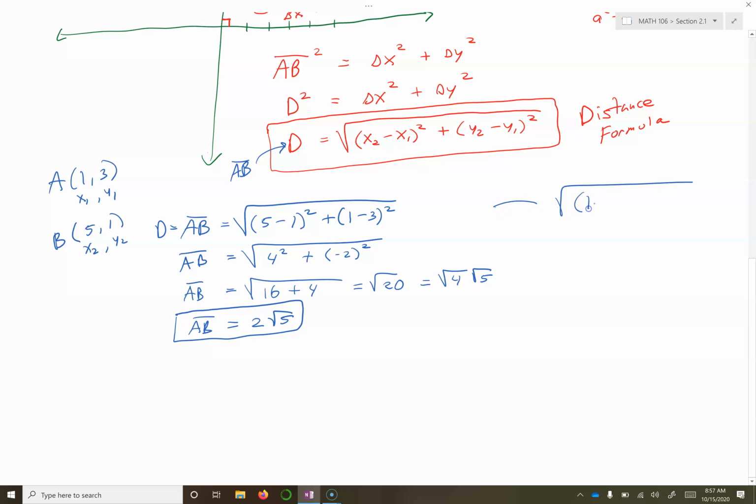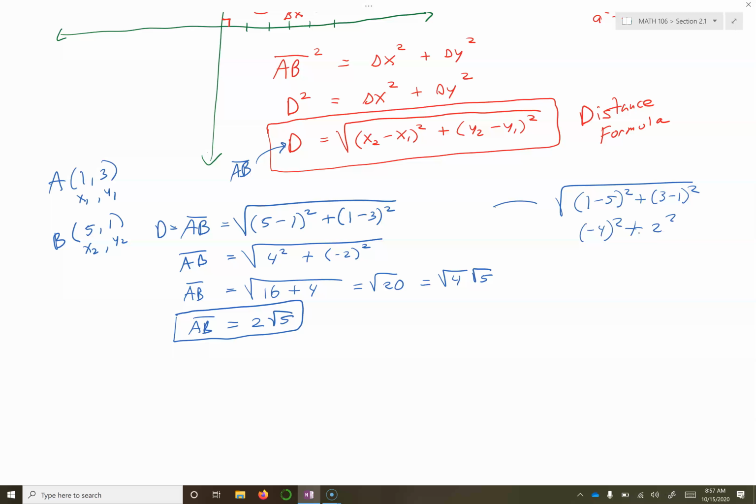So just as an aside, I'll plug in real quickly. If we switched it, so instead of 5 minus 1, we did 1 minus 5 squared plus 3 minus 1 squared, do you see that you're going to get negative 4 squared plus 2 squared? And isn't that going to be the same thing as before? So it doesn't matter which one you label, as long as you're subtracting the x components and then subtracting the y components, you're good to go, okay?